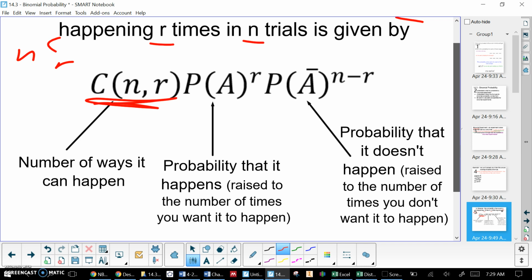And then this, you've probably never seen this before, this is the probability that A does not happen. That's what that little bar across the top means. The probability of A not happening, and it is raised to the number of times you don't want it to happen. So in our case, N was 4, R was 3, and so we want to get a tails, or in other words, not a heads, just 1 time.